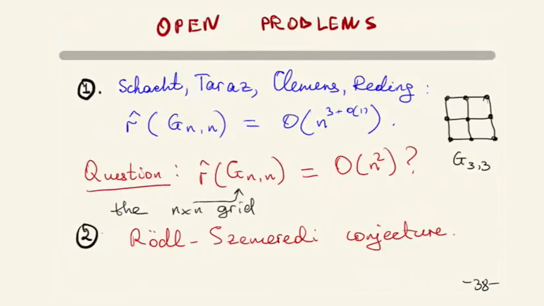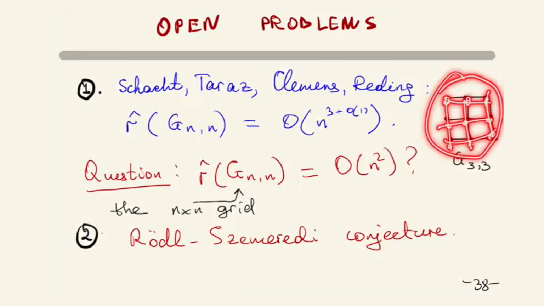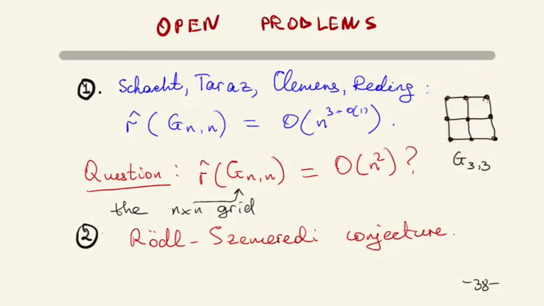And then I will end with two open problems. One is there's this graph called grid. A grid of size n by n is the following. It's just an n by n grid, meaning that for 3 by 3 you take 3 rows, 3 columns, and intersections are vertices. So why is this grid interesting? It's okay.